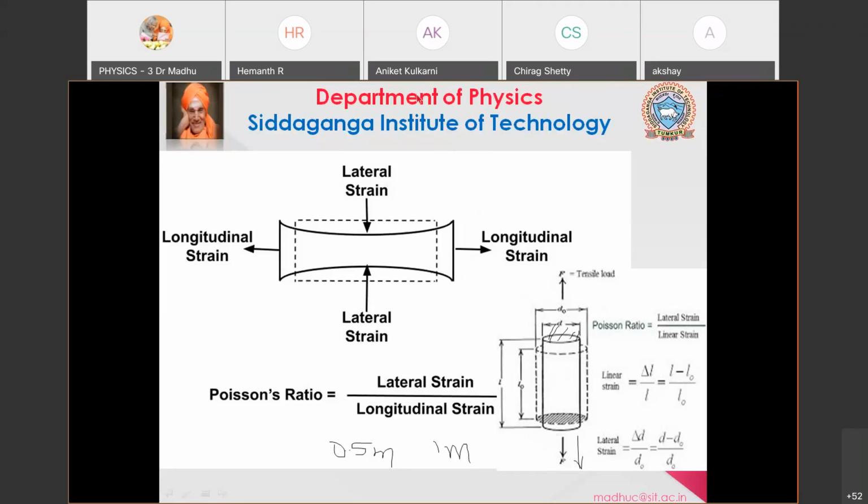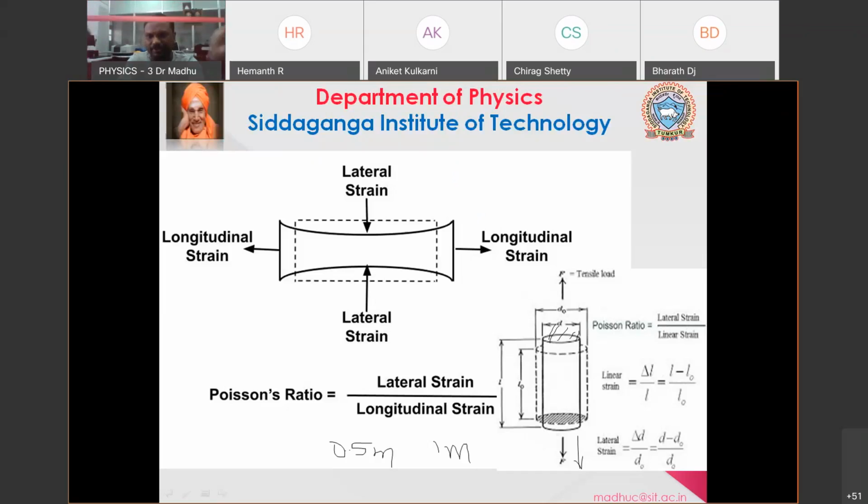Okay, so can you see this rubber? What happens is it has a certain length, and you can see the thickness. When I stretch this, the length is increasing, right? But what happened to the thickness? It is decreasing, right?